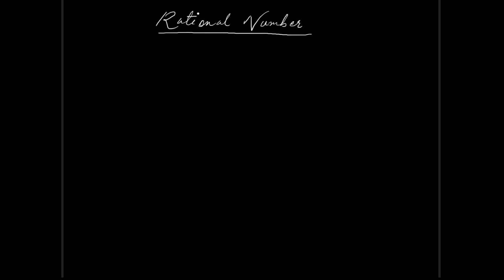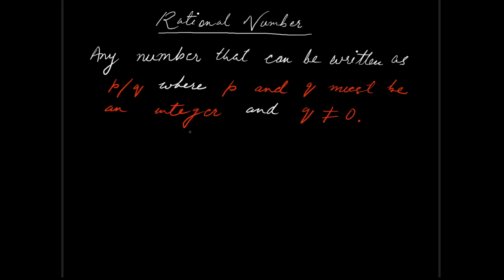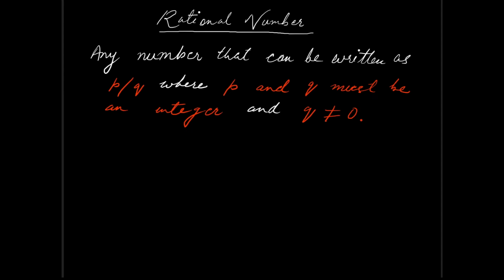We will be discussing the rational number. Any number that can be written as p by q, where p and q must be integers but q is not equal to 0.